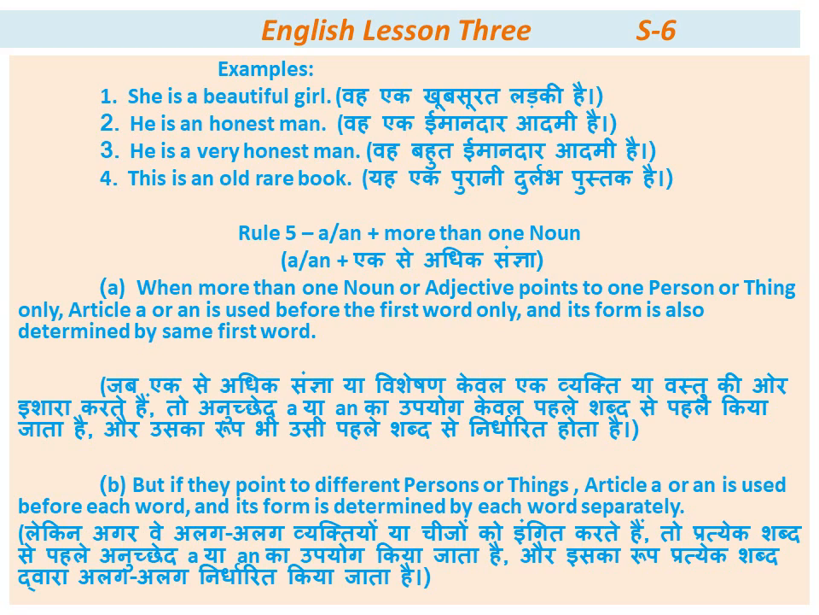In rule 5, point number B: but if they point to different persons or things, article a or an is used before each word and its form is determined by each word separately. So in rule 5, there are two conditions, A and B. Depending upon the conditions mentioned in A or B, the article a or an is used accordingly. We will see examples for rule 5 in the next slide, slide number 7.